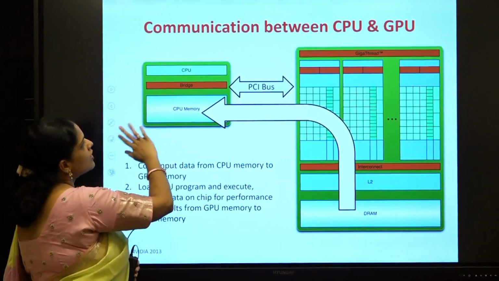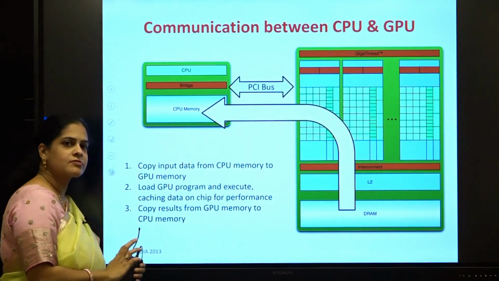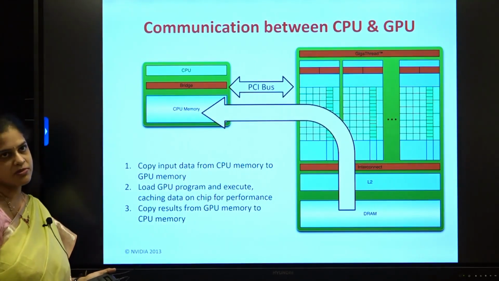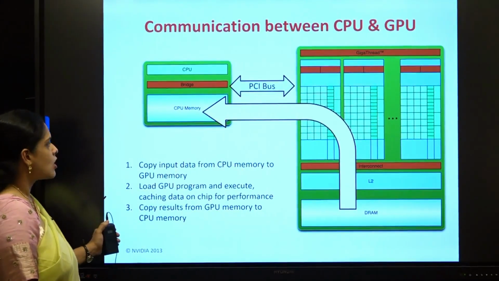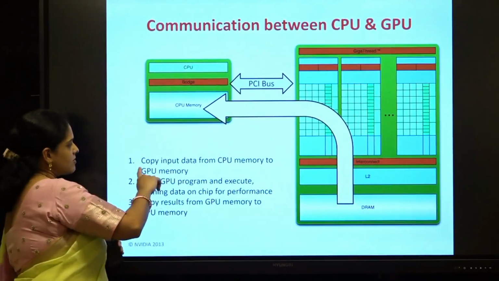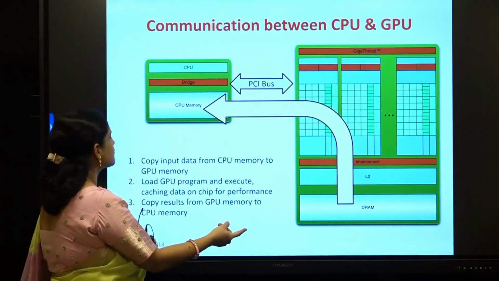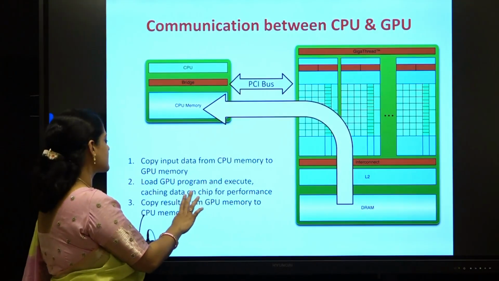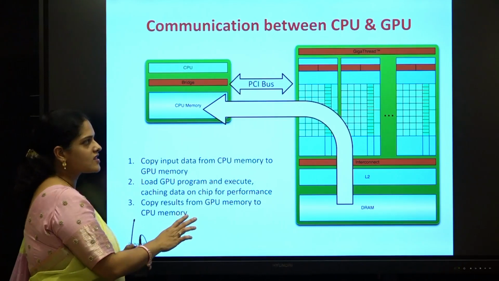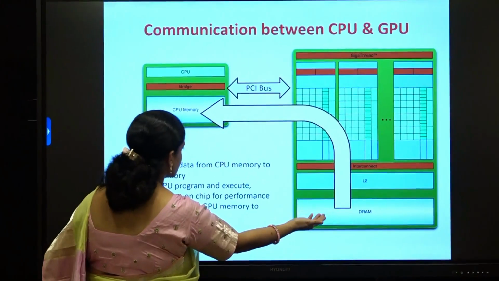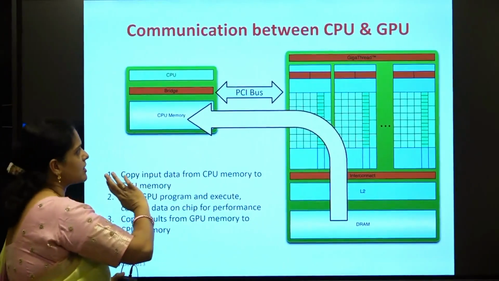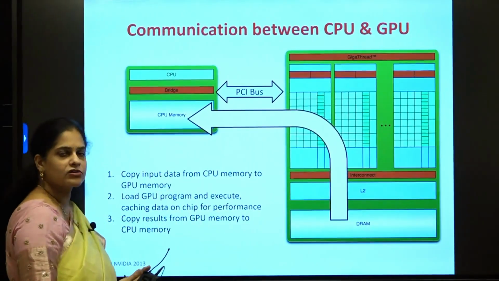So this is how the communication takes place, and you may be asked to explain how the communication between the CPU and GPU takes place. It takes place mainly using these 3 steps: copying the input data from CPU memory to the GPU memory, then loading the GPU program and executing it, and once the result is available, copying the results from the GPU memory back to the CPU memory, so that they can be displayed back to the user.